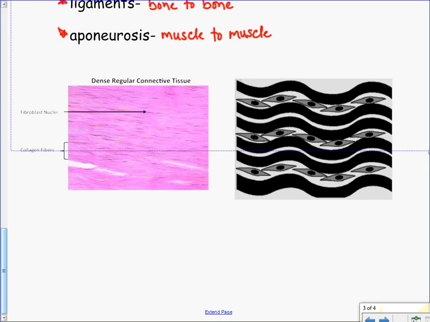Here you can kind of see how these are all running the same direction. And then if you look, there's little dark spots. Those dark spots are the nuclei of the fibroblasts. So you know that there are a few cells in there. You can tell there's not a lot. It's mainly collagen fibers, but there are some fibroblasts. So here would be kind of an idea of what it would look like, where you'd have some of the fibroblasts, and then these would be the collagen fibers.